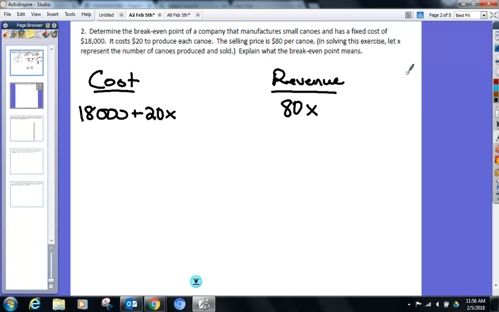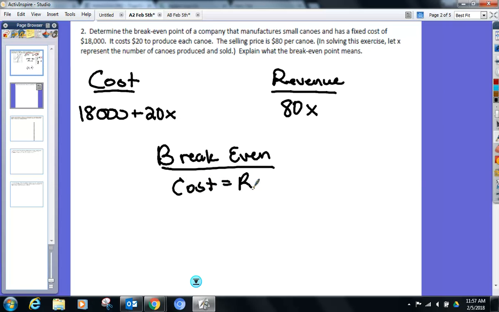Their break-even point is going to be when cost equals revenue. That's your break-even point when the cost equals the revenue. All right, so we know cost, 18 grand plus 20x, is going to be equal to 80x, the revenue they bring in. Find me how many canoes they need to break even.